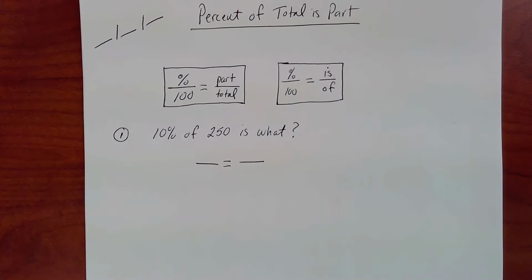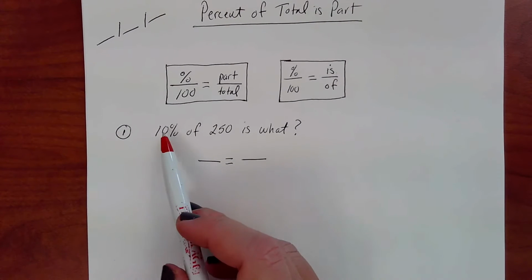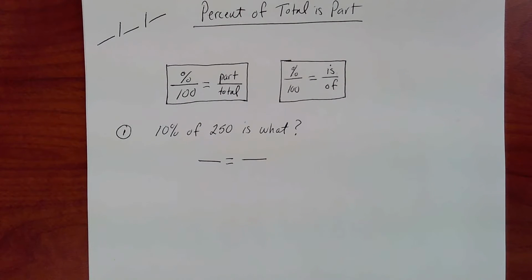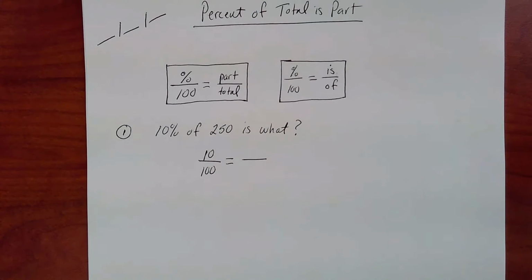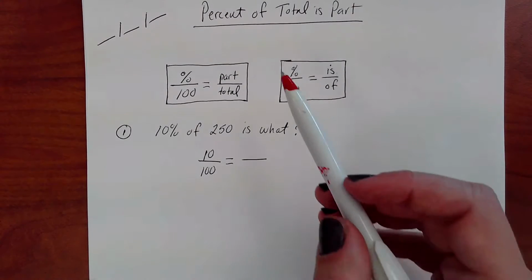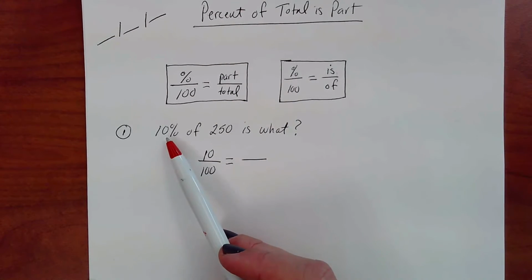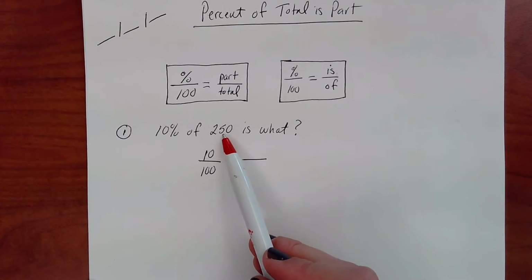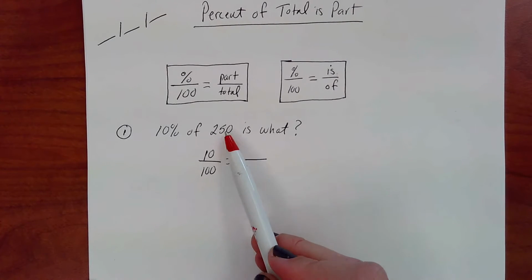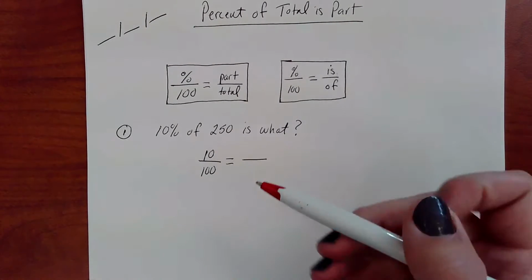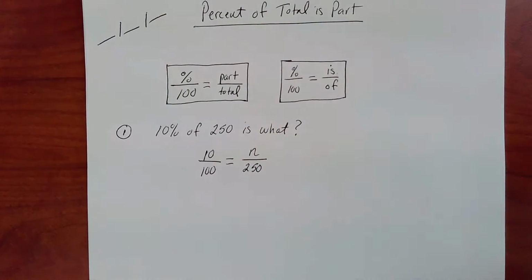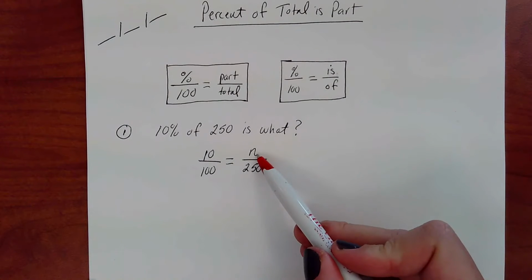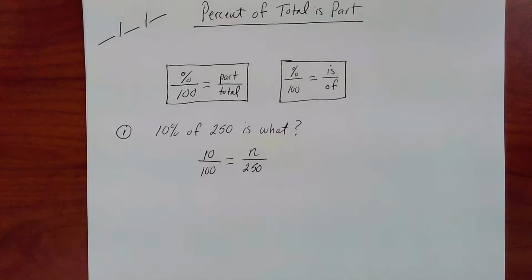Okay, so you see a problem like this, you are immediately going to set up your proportion, two equal fractions. If there's a percent, I would do that first. 10% is 10 out of 100. Well, it's always the percent of the total, so 250 is going to be our total. So if we use this first box, we would put 250 on the bottom, and then any letter for the part that we're looking for. If that makes sense to you, excellent.